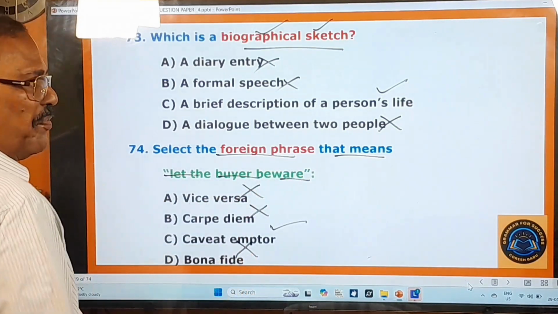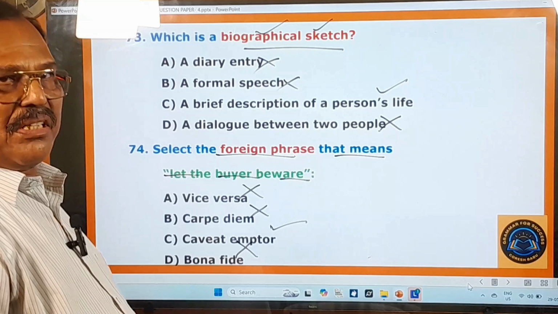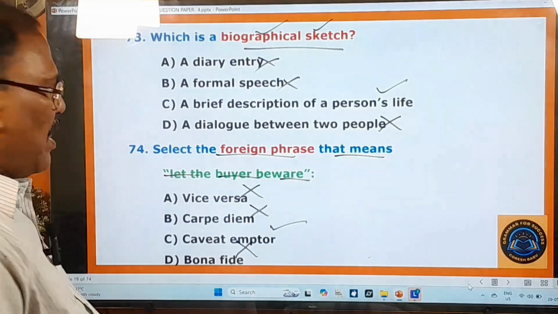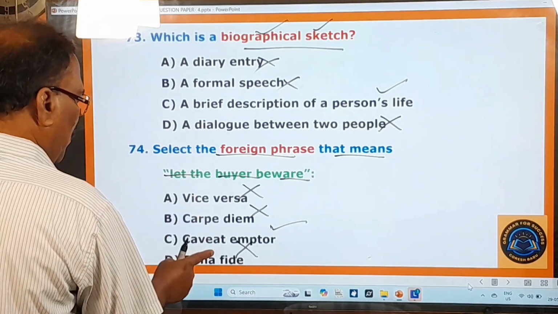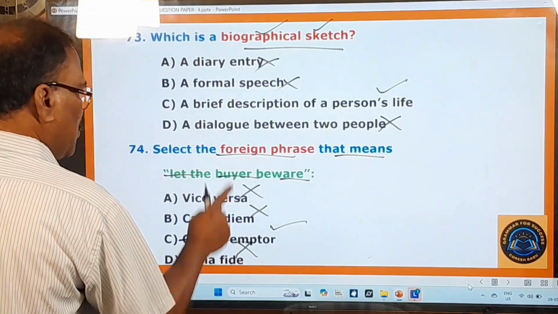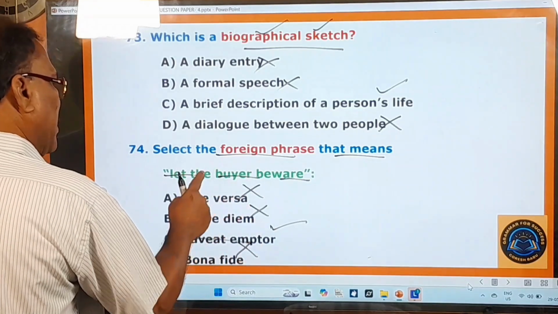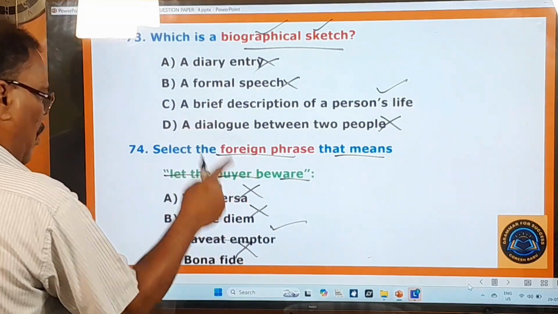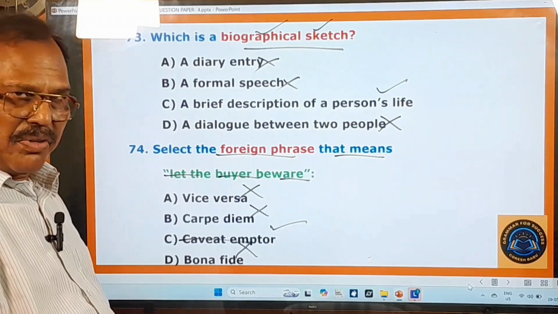Bonafide means of good faith. He is a bona fide student of this school or college, something you say. So first one, second one, fourth one are wrong. Only caveat emptor is the foreign phrase that means let the buyer beware. Okay, and now you move on to other questions.